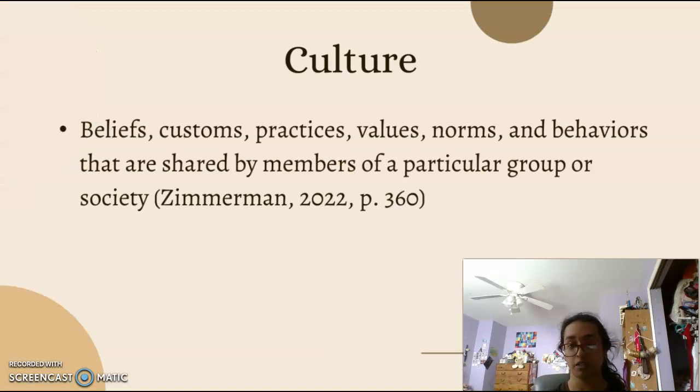So culture encompasses the beliefs, customs, practices, values, norms, and behaviors that are shared by members of a particular group or society. It includes both tangible elements such as language, art, music, and technology, as well as intangible elements such as beliefs, values, and social institutions. Culture is learned and transmitted from one generation to the next through socialization processes, and it shapes the way individuals perceive and interpret the world, influences their behavior, and provides them with a sense of identity and belonging within a social group.